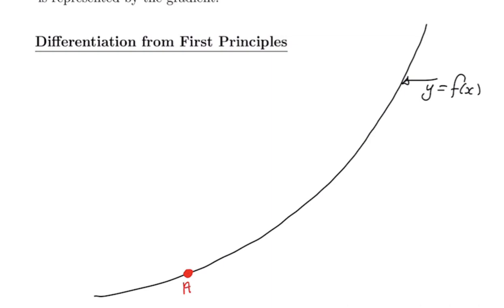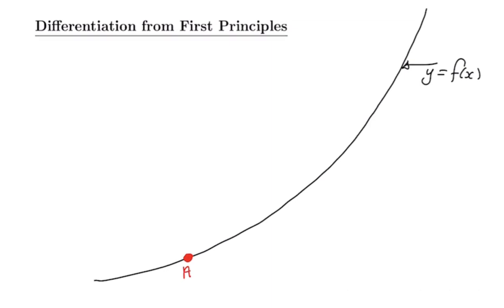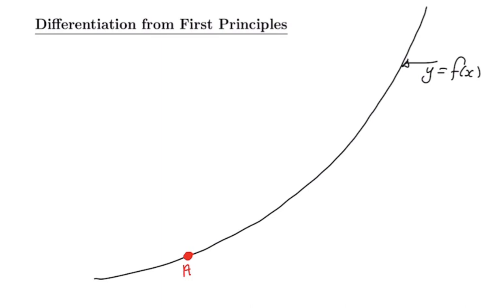And of course, if I wanted to measure the gradient of point A, I would put on a tangent. So I'm going to put a tangent that goes through point A. There it is, tangent at point A. Now, if I wanted to measure the gradient of that tangent, what I could do is put on a gradient triangle. Unfortunately, that wouldn't be accurate because I'm measuring the vertical and the horizontal. So there must be a more accurate way of doing it.